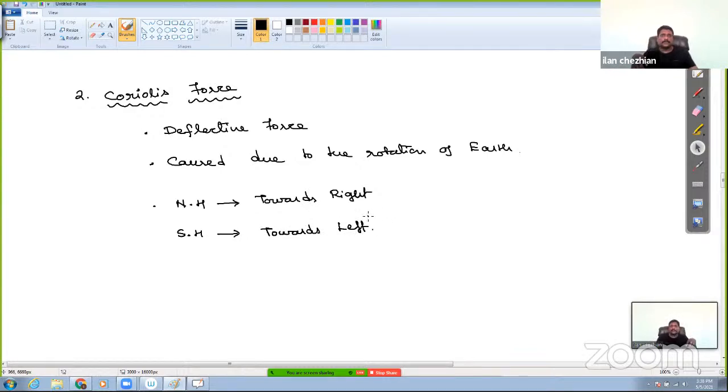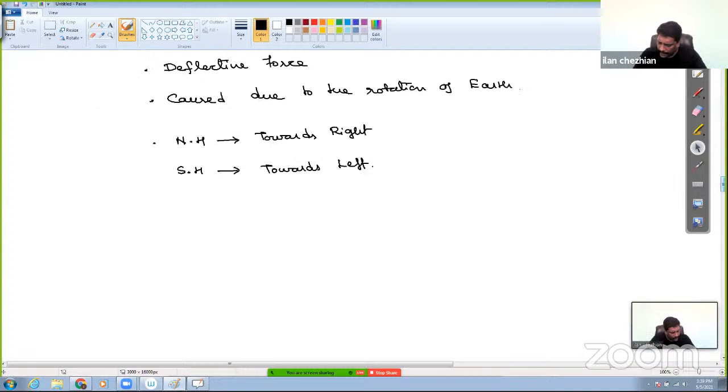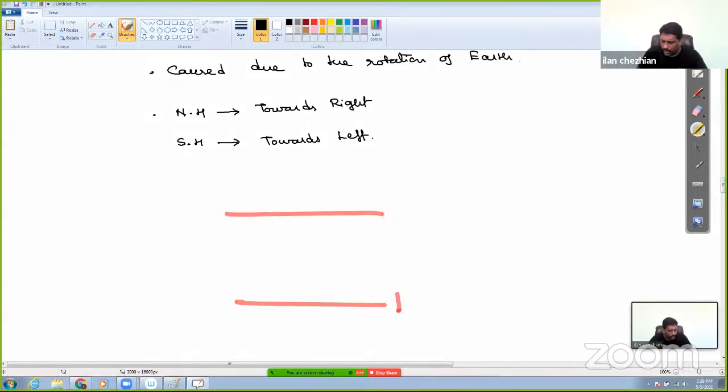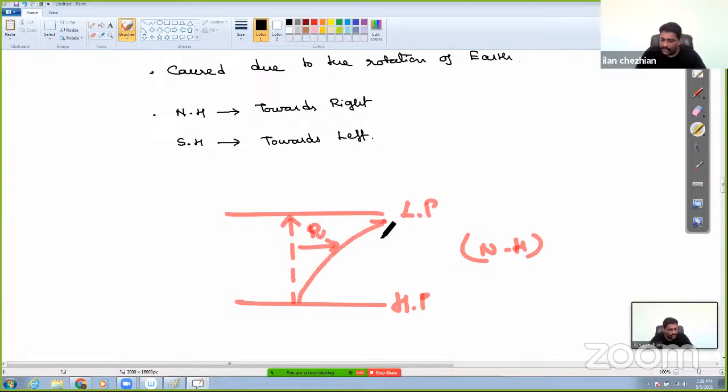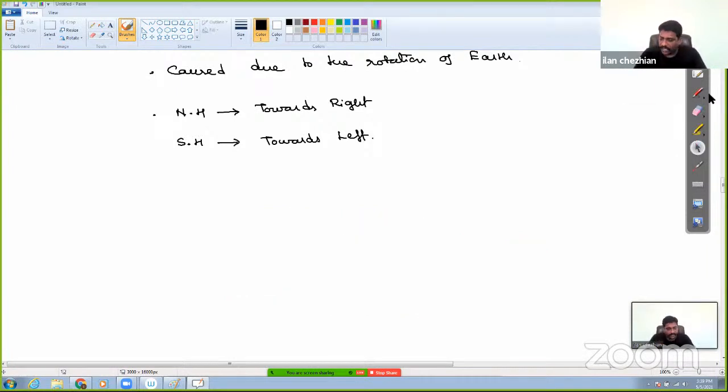Let me tell you, any moving unstable mass, say for example wind and water, gets deflected towards right in the northern hemisphere and towards left in the southern hemisphere. My dear friends, very important. Assuming a wind is moving from a high pressure to a low pressure in the northern hemisphere, under the effect of the pressure gradient force it is moving from one isobar to another isobar. But under the influence of Coriolis force, there is a deflection towards the right, and eventually the wind will be flowing in such a direction, my friend. This is how wind flows. So we have an idea what Coriolis force is.